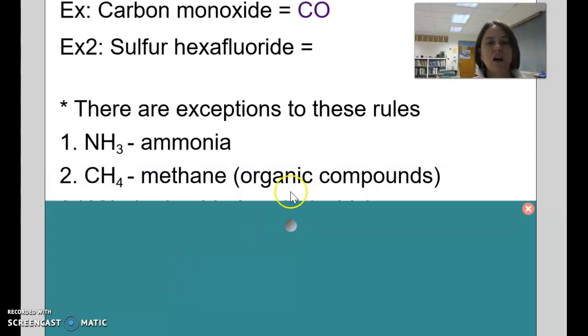Another one are organic compounds. So please write this down. CH4 is methane, and organic compounds have their own way of naming things, which we're not really going to get into this year. But if you take organic chemistry in college, you will be masters of it.